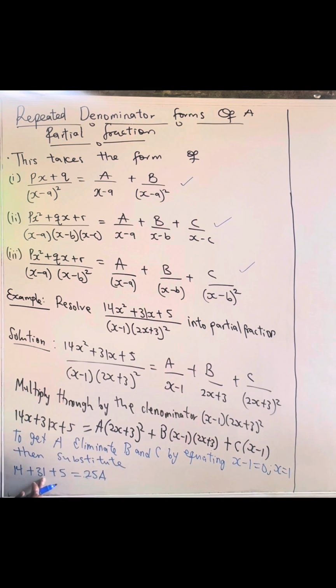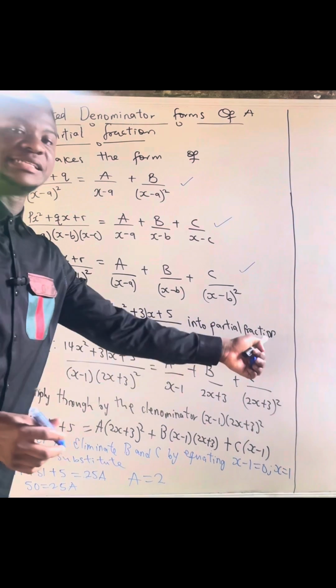So guys, what is 14 plus 31? So 31 plus 5, that is 36, right? So 36 plus 14, that is 50. So that will just be 50 is equal to 25A. Then guys, my A is equal to 2. So I've gotten my A to be 2. So it remains for me to get my B and C.